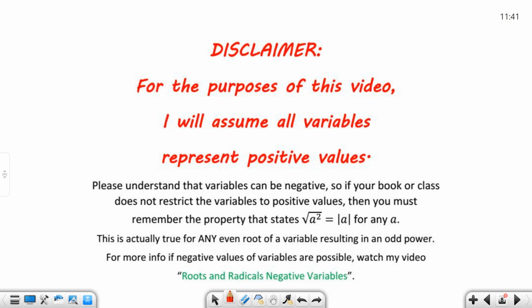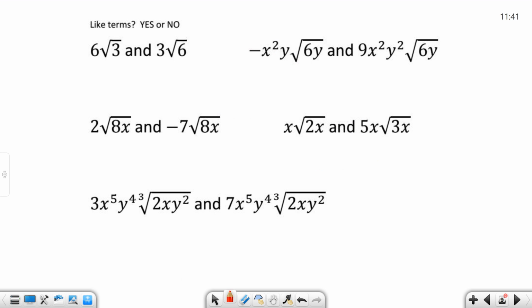This is actually true for any even root of a variable resulting in an odd power. If you need more information on negative values of variables that are possible, then watch my Roots and Radicals Negative Variables video, all right? So for this video, we're going to assume they mean positive, so we don't have to worry about that absolute value of a there.